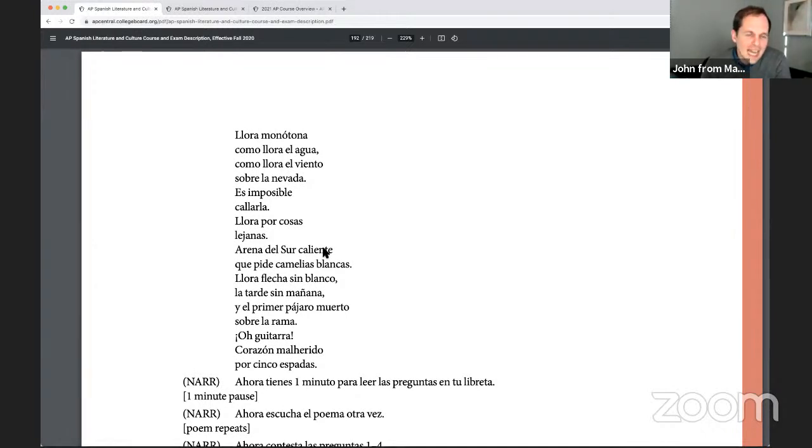Llora por cosas lejanas. Arena el sol caliente que pida camelias blancas. Llora flechas en blanco, la tarde sin mañana, y el primer pájaro muerto sobre la rama. Oh, guitarra, corazón malherido por 5 espadas.